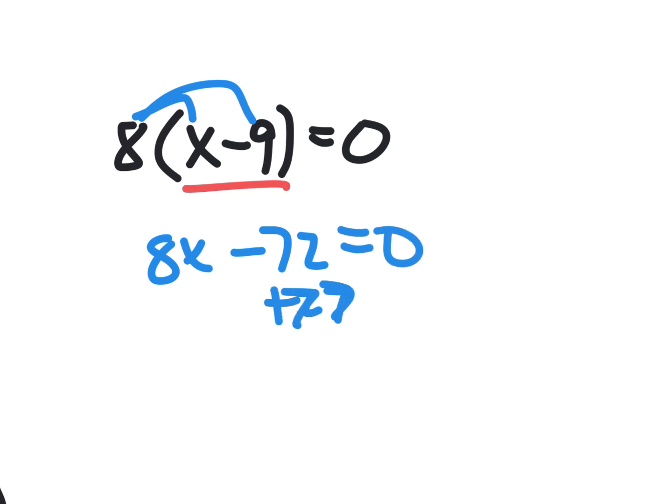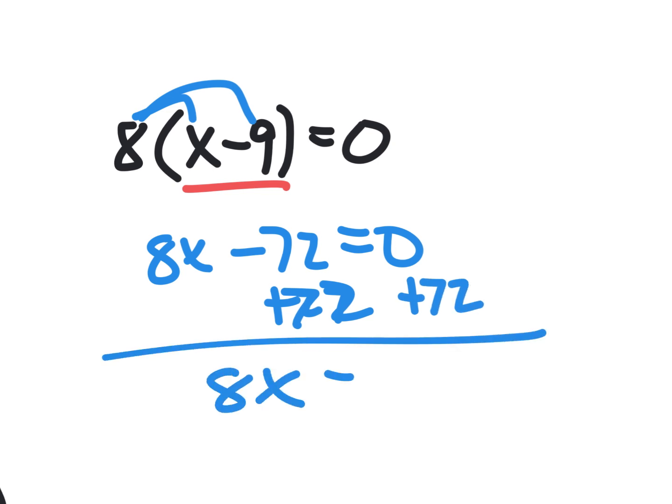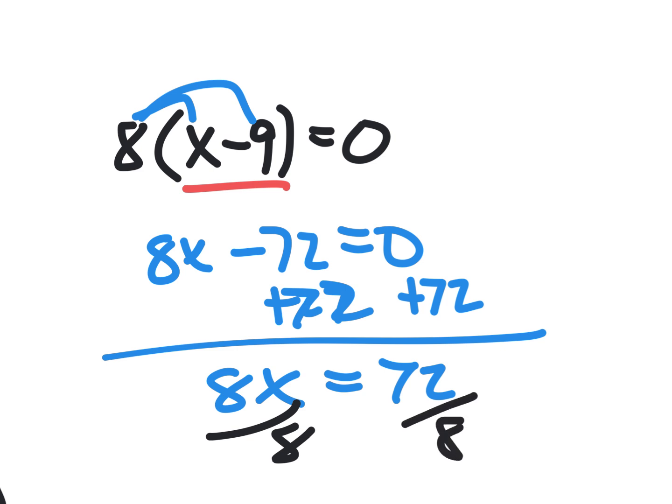And this is going to be really slow comparatively. 8x equals 72. Divide both sides by 8. And look at that. It's 9. And I could have known it right there. Has anybody ever showed you that before? Maybe not. See how fast that is?